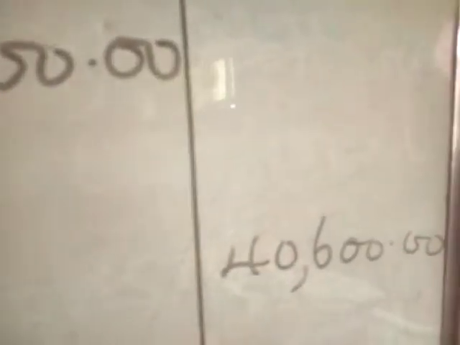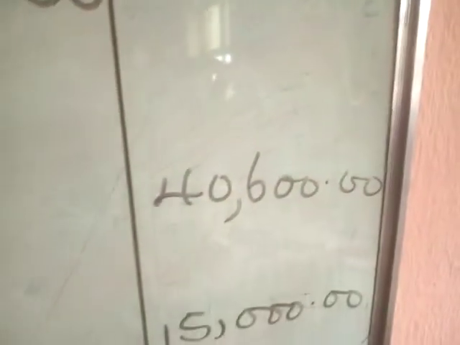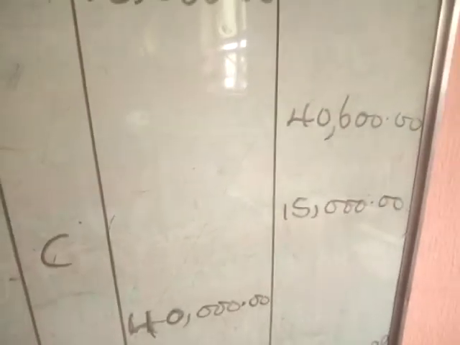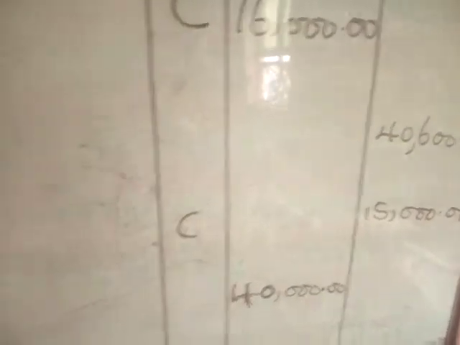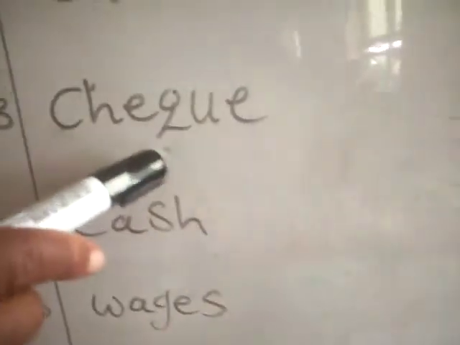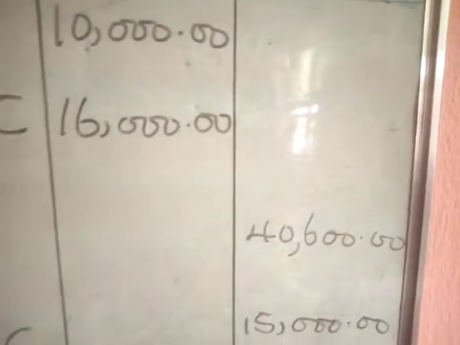And on the 23rd, they paid check to Zena, which is 40,600 naira. Since they paid out, it is an expense, so you have to credit it. And we have check, 40,600 naira. It has to be under the bank column because it's a check.